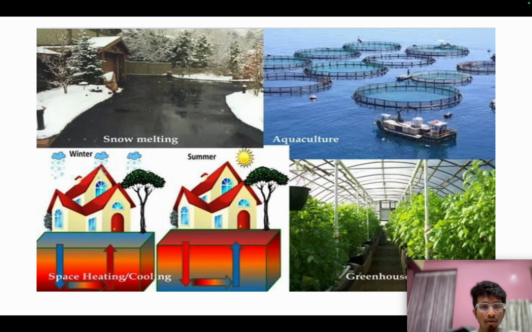We have multiple forms here: snow melting, aquaculture, space heating, cooling, and greenhouses. These are all the methods used to harness geothermal energy these days. We need to keep in mind that all of these methods come with their own pros and cons. We need to understand them and, considering the required type, select the best possible outcome.